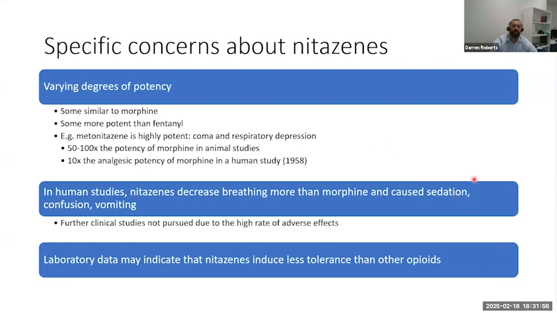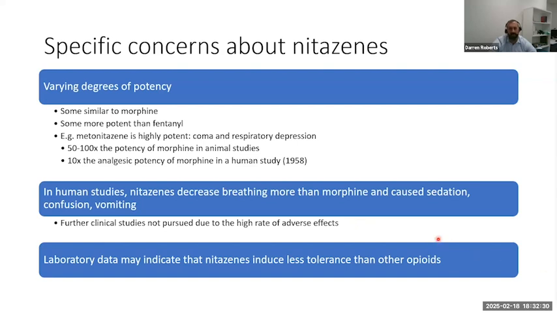One of the main reasons why nitazenes fell out of favor back in the 50s was because it was noted that they actually caused a lot more respiratory depression than other opioids. And as we know, that's the worst of all of the side effects of opioids, the respiratory depression. So they seemed much more severe. In addition to that, they seem to cause sedation and also some vomiting. So this is a really bad combination. And so the high rate of adverse effects meant that these drugs that were being developed were no longer used.